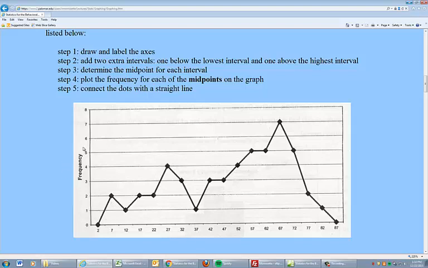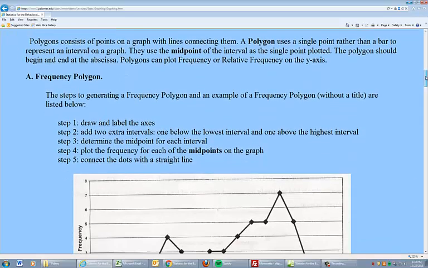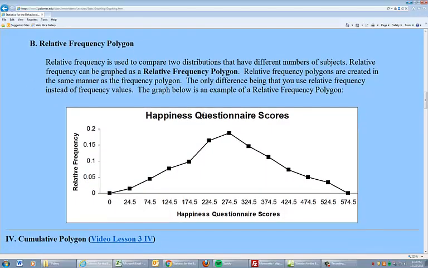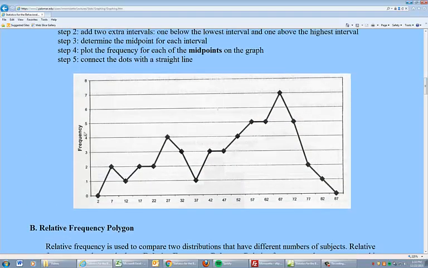Polygons can have different things on the y-axis. They can plot frequency, so you could have a frequency polygon. They can plot relative frequency as well. And the way you separate the difference between these, if you remember, relative frequency from lesson 2 only goes up to 1.0. So if you have decimals here on the y-axis, you know it's a relative frequency polygon. And if there are whole numbers, then it's a frequency polygon.